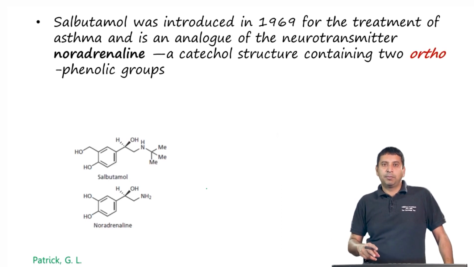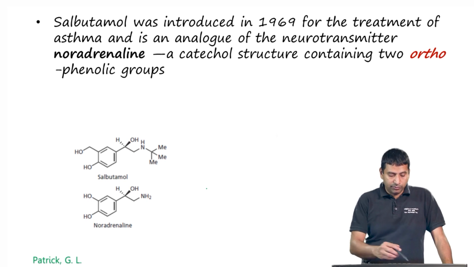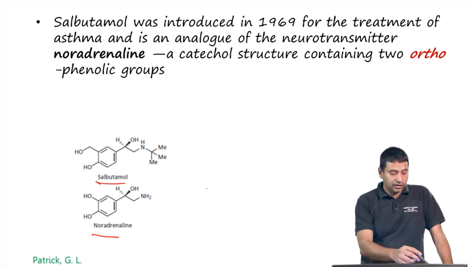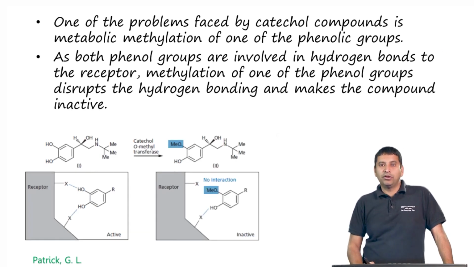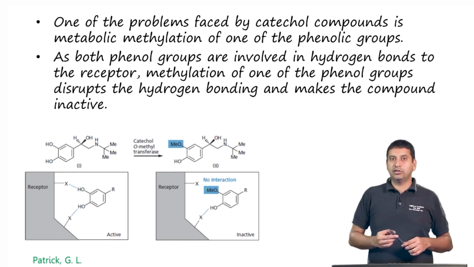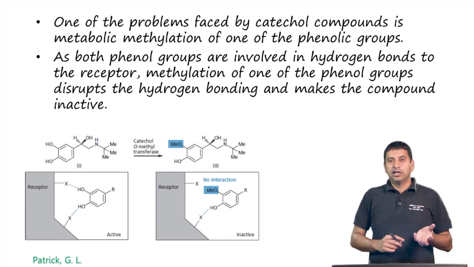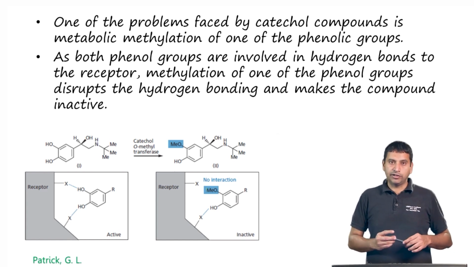So, here is an example. Salbutamol, which was introduced in 1969 for the treatment of asthma, is an analog of the neurotransmitter noradrenaline. So, this is salbutamol and this is noradrenaline. Noradrenaline contains a catechol structure which contains two ortho phenolic groups. One of the problems with this catechol compound is that it is metabolically susceptible to methylation of one of the phenol groups. As both the phenol groups are involved in hydrogen bonds at the receptor site, methylation of one of the phenol groups actually disrupts the hydrogen bonding and makes the molecule inactive.